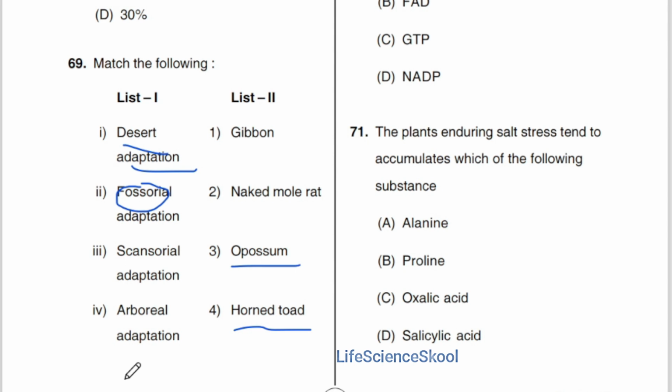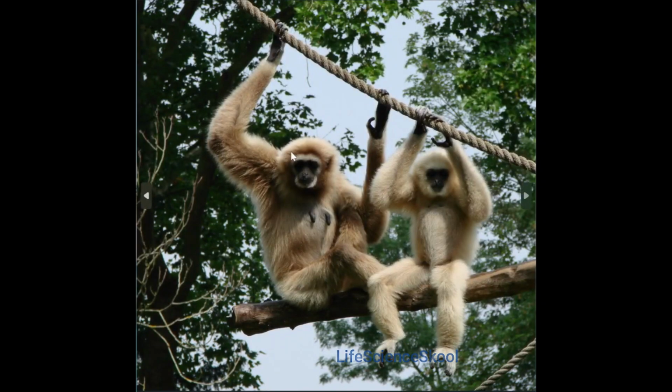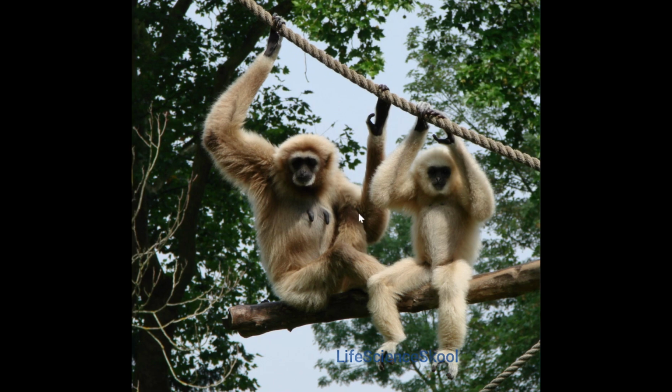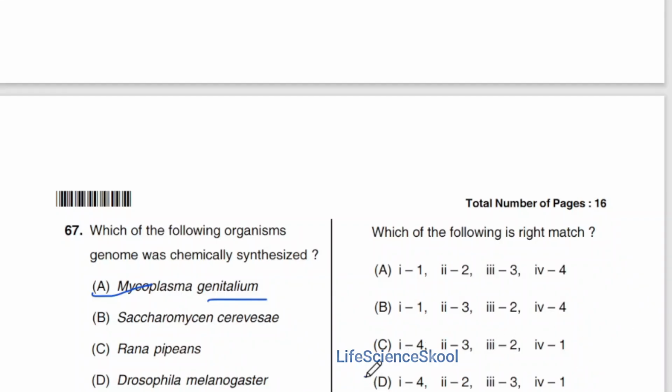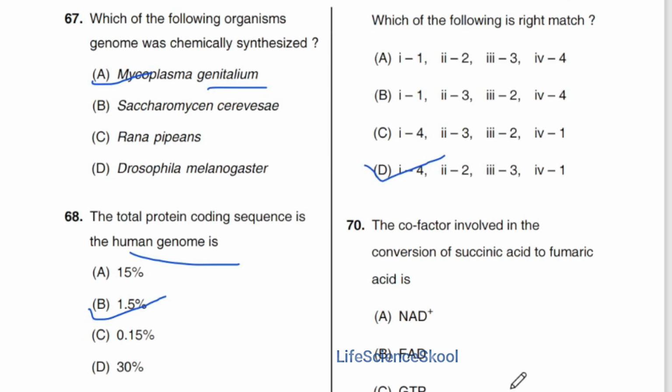An example of this arboreal adaptation is gibbons. So these are the gibbons. They live on the trees. Most of their activities, and most of their life, are spent on the trees. Now we will check the options. That is present in option D. So option D is the correct answer.